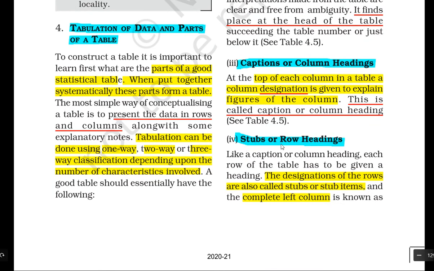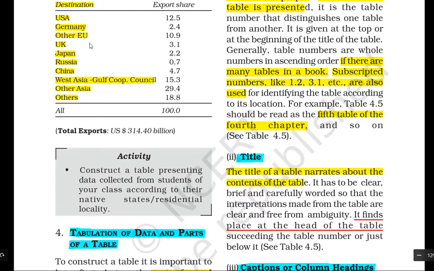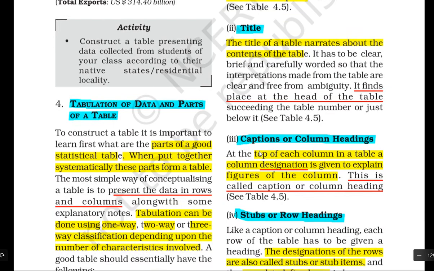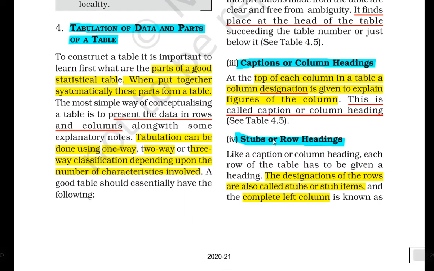The stubs are the row headings. For every row there is a heading. Here for this row, Germany is the heading. This data belongs to Germany. So each row has its own heading, although it is a very simple table, not a tabular presentation. So stubs are the row headings assigned to rows.